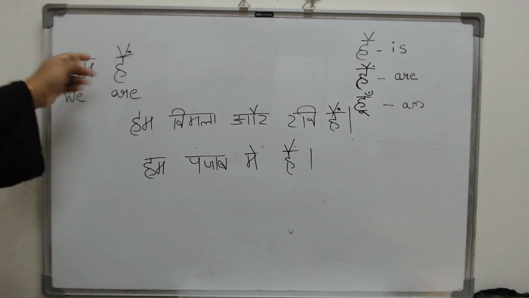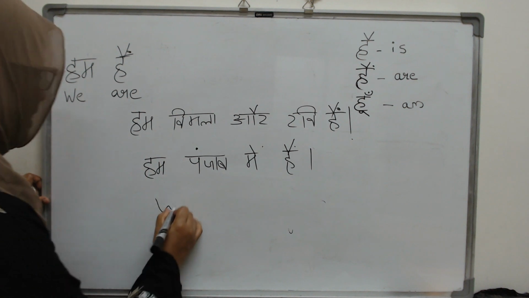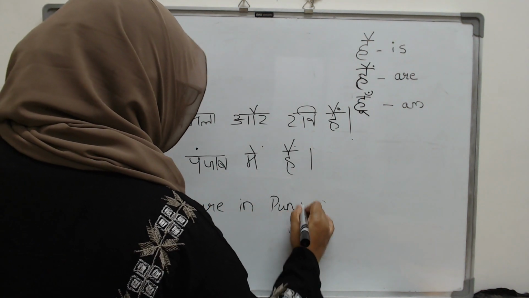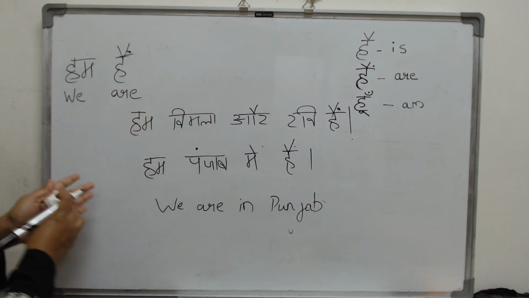Singular, no dot on the top. This needs a dot. And read this. The first is हम विमला और रवि हैं. We are Vimla and Ravi. And the second sentence, हम पंजाब में हैं. We are in Punjab. Now, how will you ask a question of it? How does it become a question? When your helping verb jumps to the first.